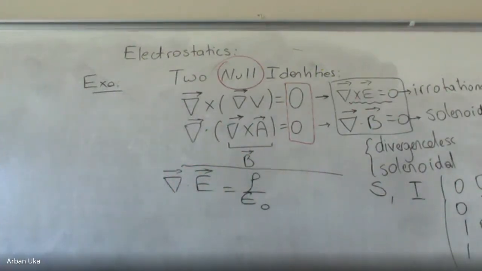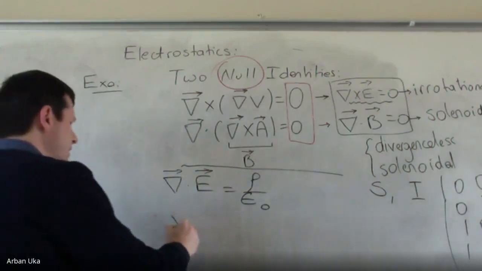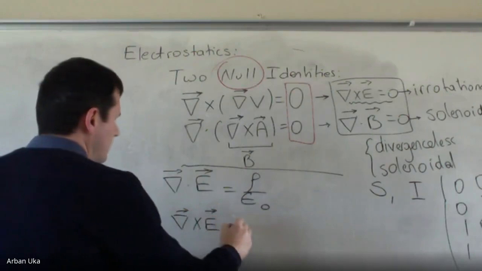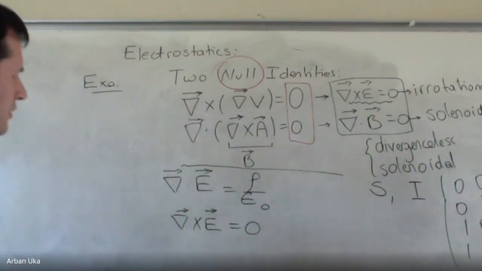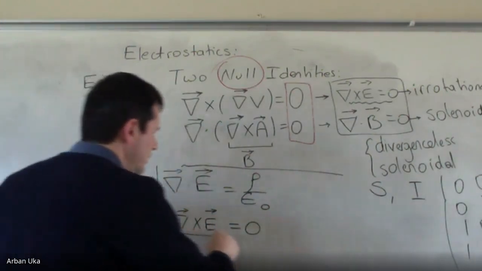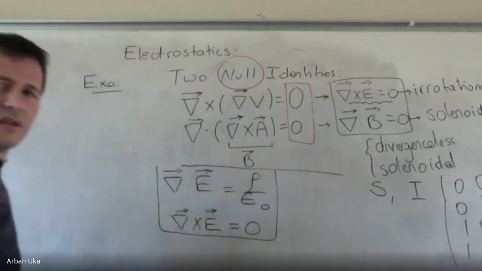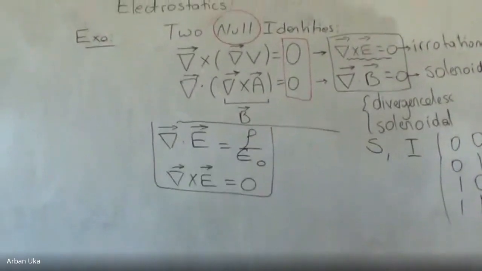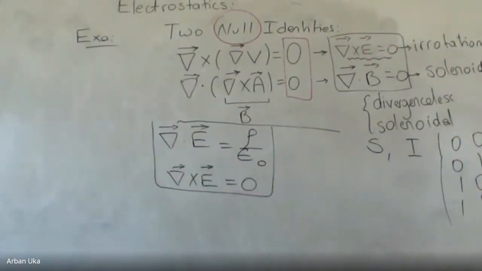And then the second postulate is that the curl of E is equal to 0. Okay, so that's all. We start discussing the electric field just by assuming these two to be true, and nothing else. So assuming these two, let's see first of all what we have here.